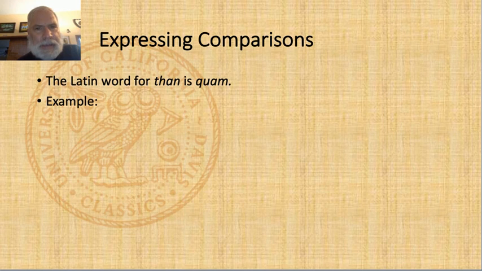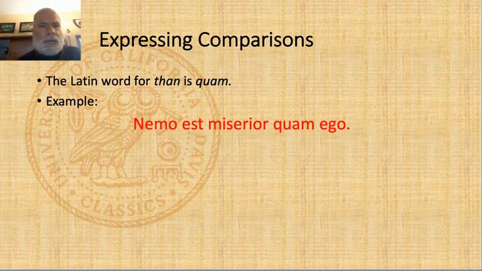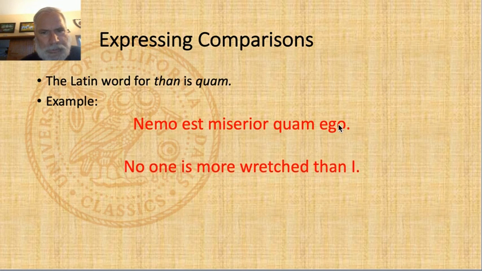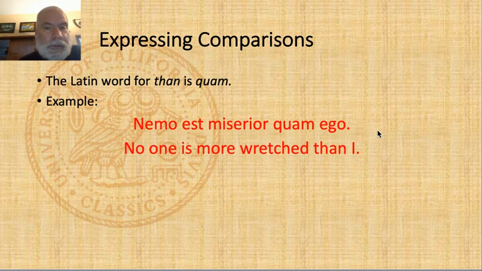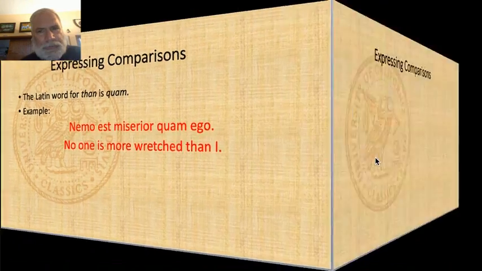So here's an example. From the reading, we have Nemo est miserior quam ego. No one is more wretched than I. Miserior means more wretched. It's the comparative of miser, misera, miseram. And quam means than. So this is no one is more wretched than I. Literally in Latin, it's no one is more wretched how I, but that's how Latin says than, using the word for how.